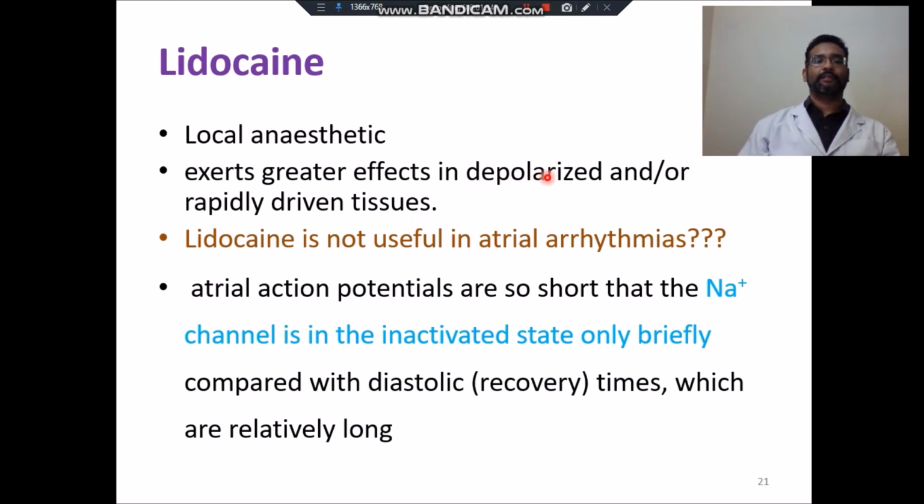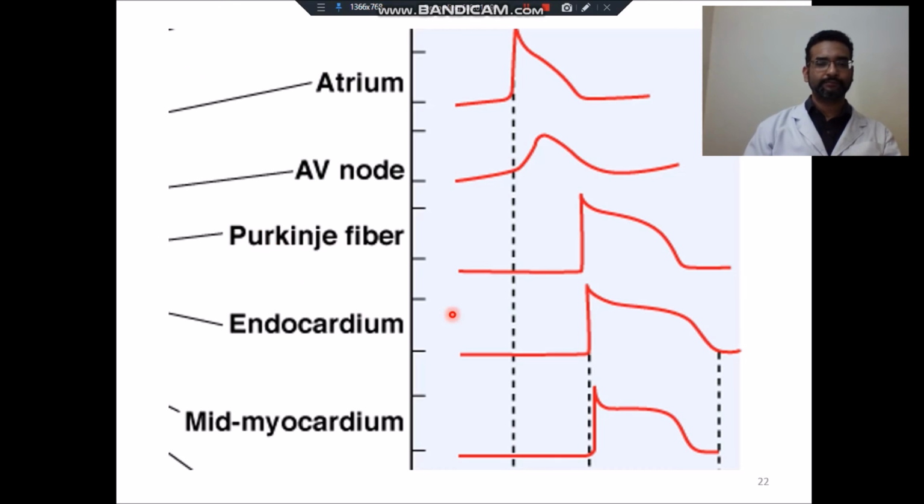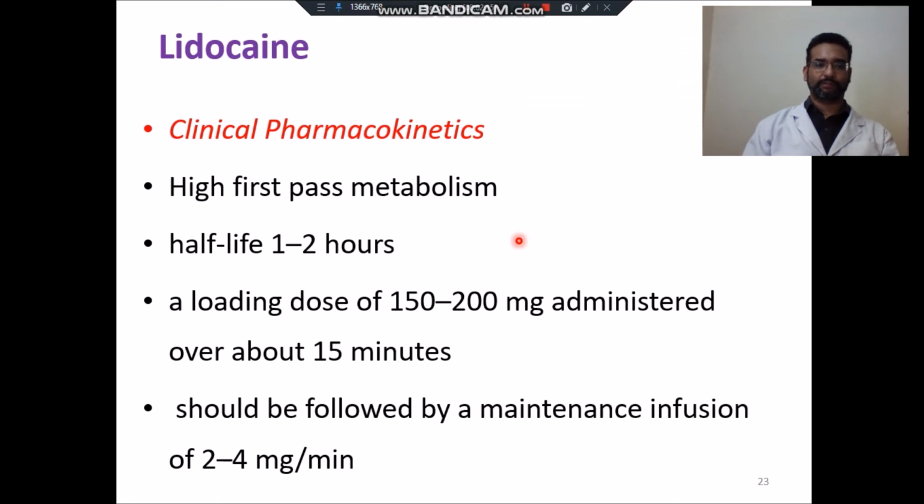The thing is that it is not so useful in atrial arrhythmia. We preferably use it for ventricular arrhythmias. Why? Because the duration of action potential in the atria is so short that it is not sufficient for lignocaine to act. This is a comparison of the action potential in different parts of the heart. You can see in the atrium and the AV node, the action potential curve is very small, whereas in the myocardium and endocardium, the duration is very long. So because in the atria the duration of action potential is very small, it is not sufficient for lignocaine to act. That's why we use lignocaine only for the ventricular tachyarrhythmias.